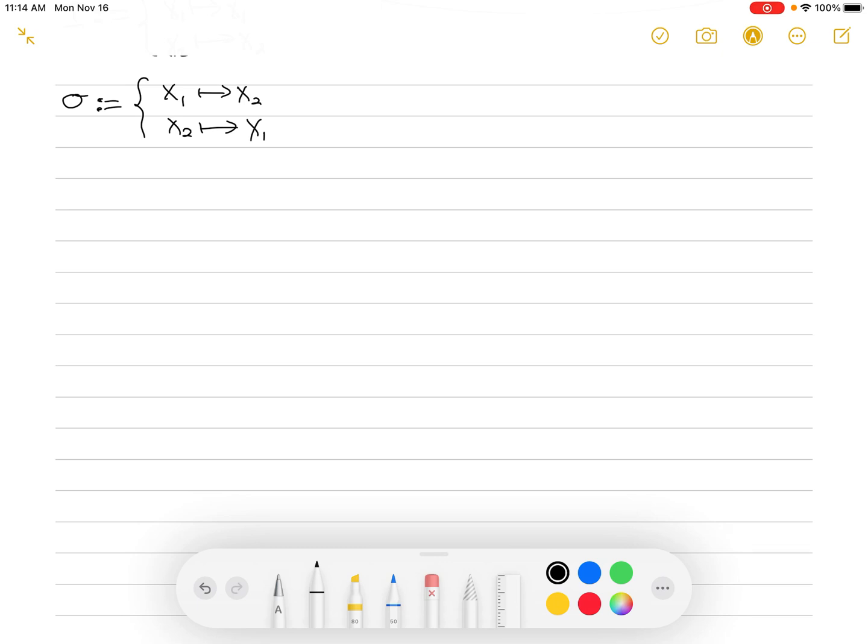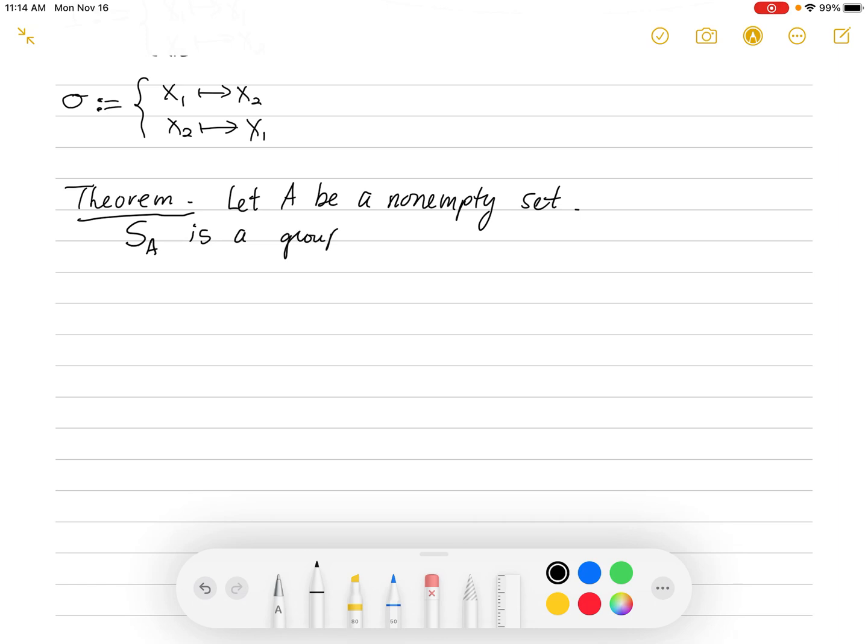Okay, so what we'd like to do here is show that the permutations on a set A form a group under functional composition. So here's a theorem. Theorem. Let A be a non-empty set. The set of permutations on a set A is a group under functional composition. That circle is functional composition.